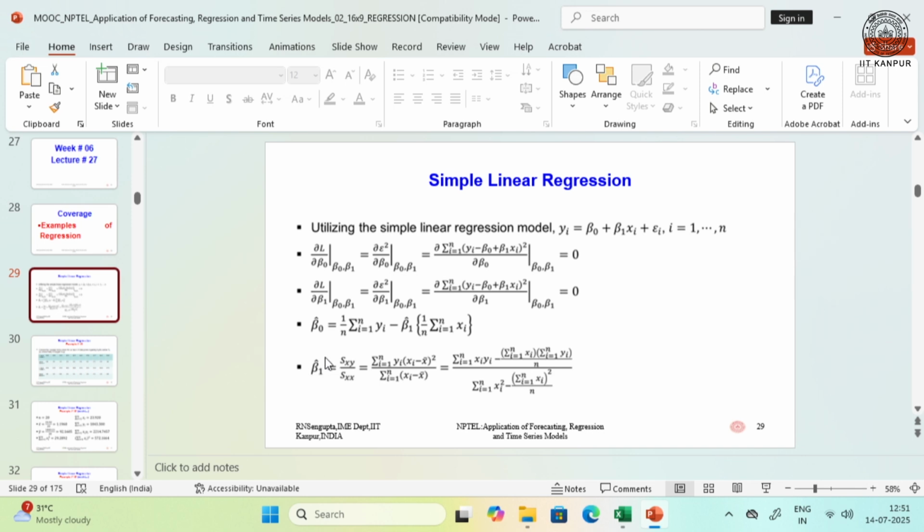If I come to beta 1 hat, you have the sum of squares. S means the sum of squares of x and y, and the sum of squares of x with itself, and the value, if I expand, is this. You can check in any book, but I have only given the final answer here. You sum up the differences between xi and x bar, whole square, multiplied by y, and in the denominator you have the values of xi minus x bar, whole square. When I simplify it, this is the formula, and I will utilize that.